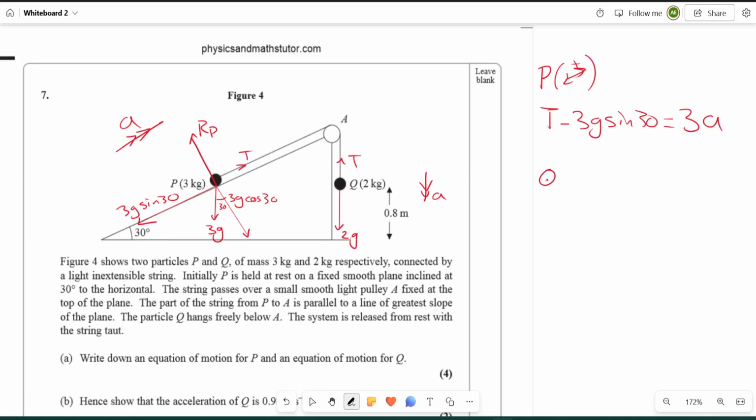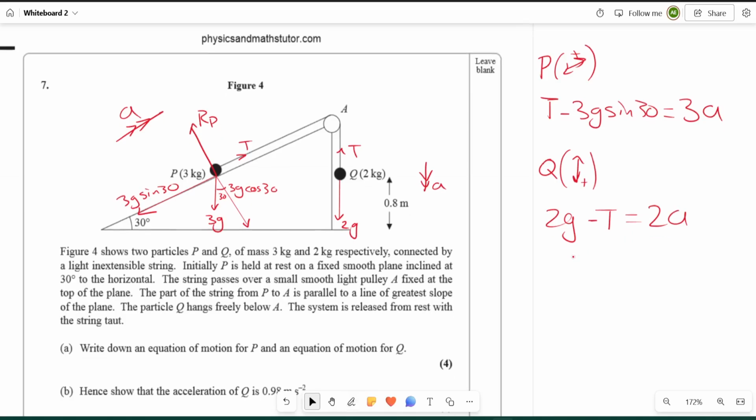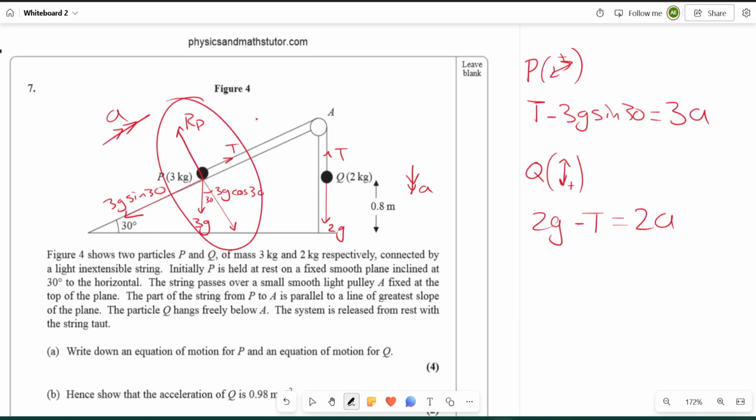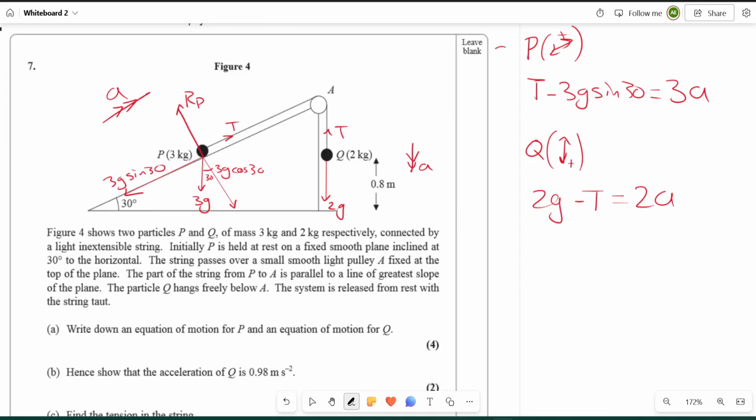And for Q, the equation of motion is going to be, I'm going to resolve in the up and down direction, taking down as positive. So it's going to be 2G minus T equals mass times acceleration. So mass is 2 times A. So that is basically my answer for the first part. What you can do is you can also resolve in these directions. However, it's not needed at all. Okay, so this is part A.